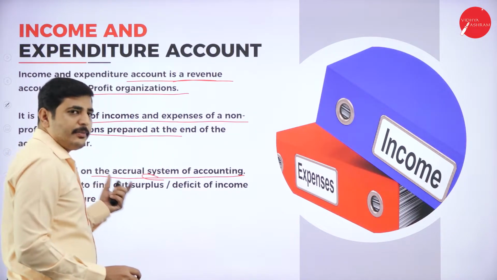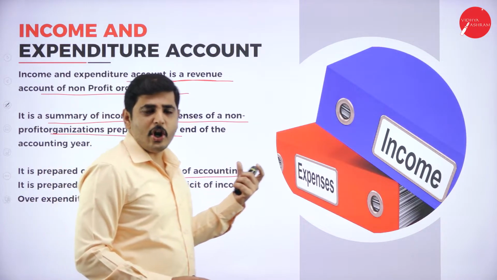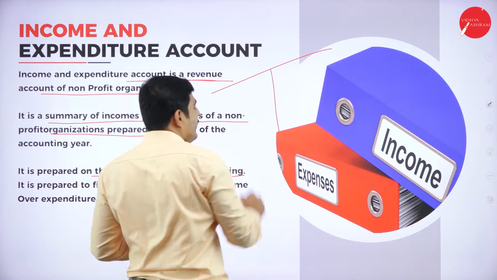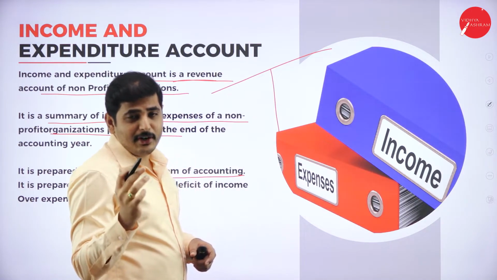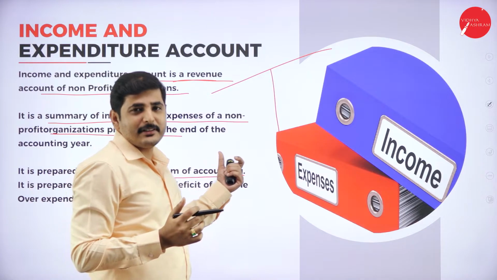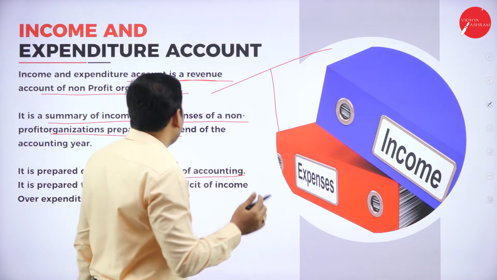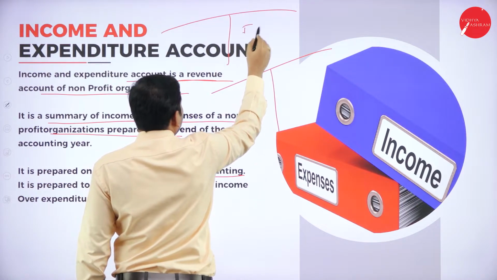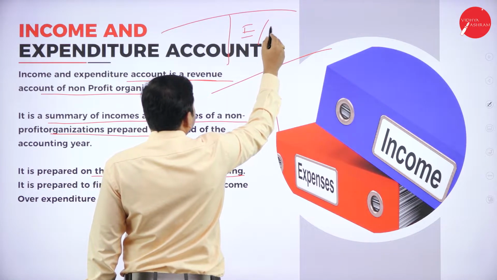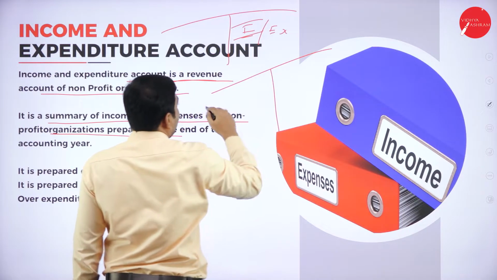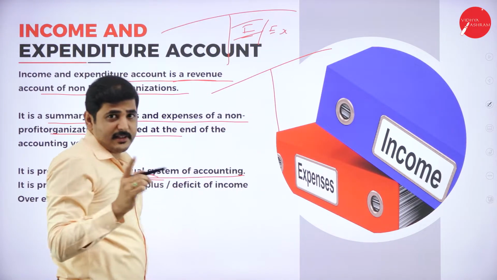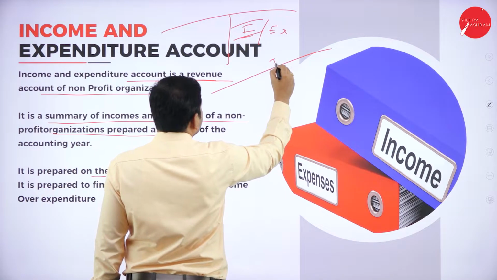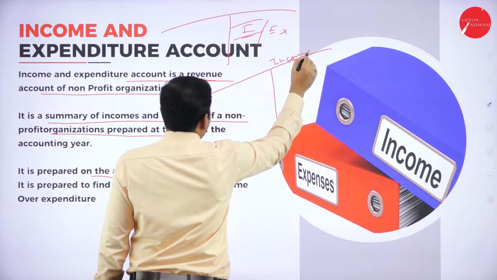Next, in order to identify the surplus or deficit. So what is the surplus? I will show you the example. Keep this in mind, many of you are confused about which side to write expenses and which side to write income. Even though the heading is income and expenditure, here we have to show debit all expenses and credit all income. So income goes on this side, expenses on this side.